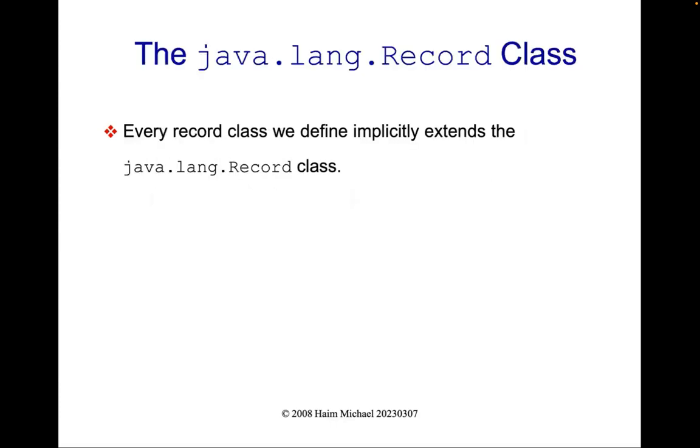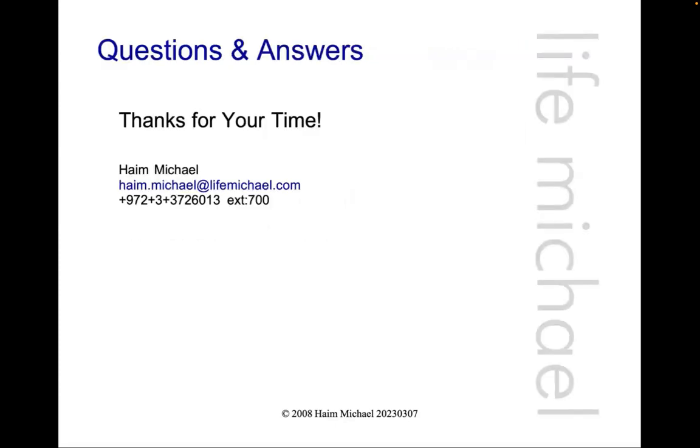And one more thing, there is a class whose name is Record, java.lang.Record. The record class you define implicitly extends this specific class, just letting you know. And that's it. Wow, it was fast, nearly 20 minutes.